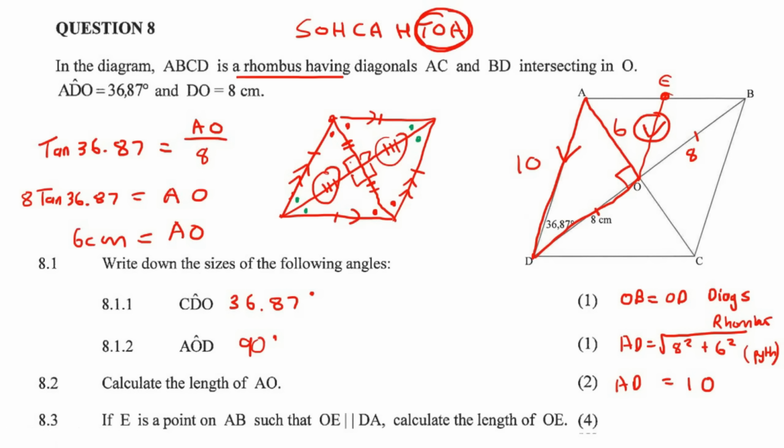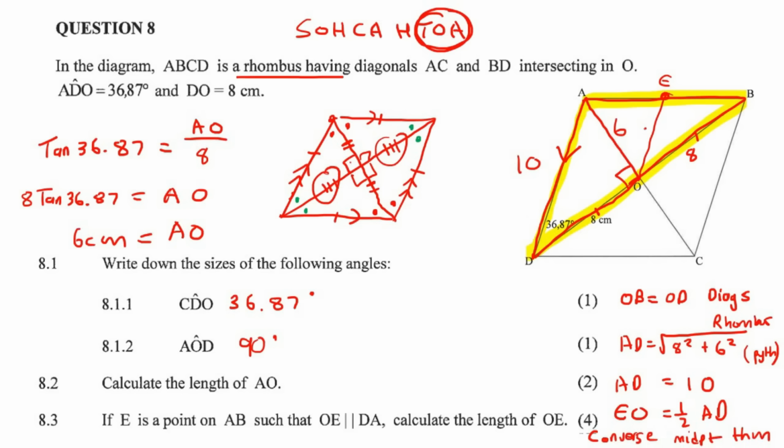And so now if we return back to that original triangle we were working in, we can say that EO must be half of that one. So we can say EO must be half of AD. And let's give a reason for that. Okay, so I've run out of space. But you would say converse. I'll explain now why we say converse. Converse midpoint theorem. Okay, so why did we say converse?